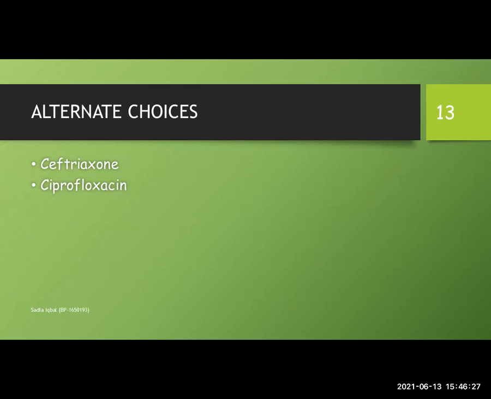The second alternative available to us is ciprofloxacin. Ciprofloxacin is a second generation broad spectrum fluoroquinolone, and it is active against both gram-positive and gram-negative bacteria. Ciprofloxacin is associated with the least side effects. It is a pregnancy category C drug, and it doesn't cause nephrotoxicity, but in cases where patients are renally compromised, dose adjustment for ciprofloxacin is required.